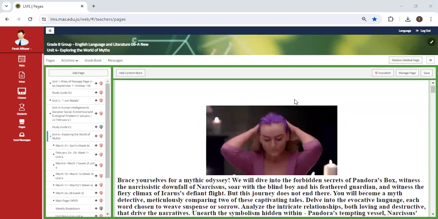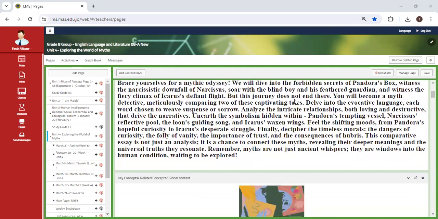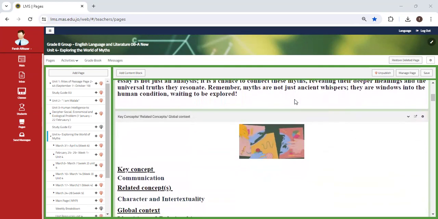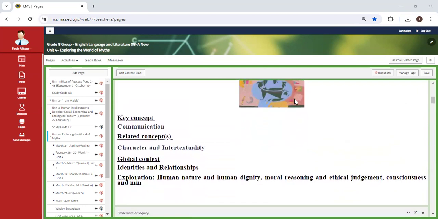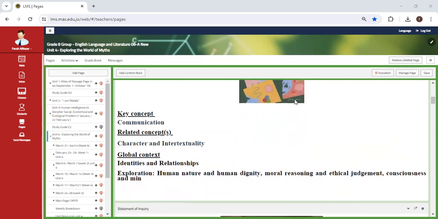So for this unit, we're going to explore the world of myths. Based upon your request, most of you have shown a great enthusiasm and excitement towards this unit. You've all expressed your interest in myths and mythologies, different myths around the world, and how they impact our perspective, how they formulate relationships, and so on.